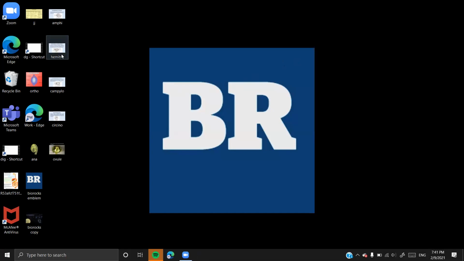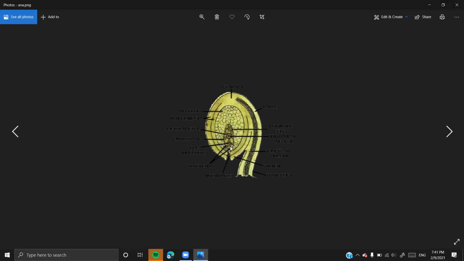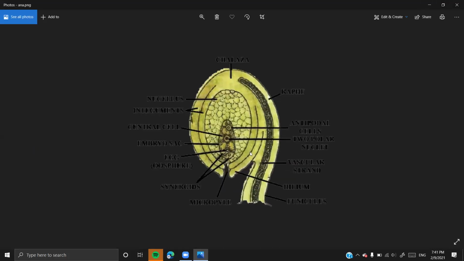Let me see where I have this. Yeah, I have the anatropous ovule. I think you can see the image well rather than the caption. So you can see that this is the funicle. This is seen in 82% of all the angiosperms. We can see this particular type of ovule, which is called the anatropous ovule.